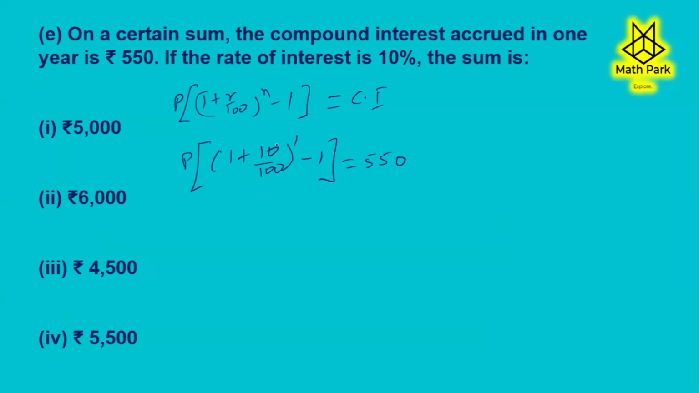So then you have this, simplify, 10 plus 1 is 11. So you have P into 11 upon 10 minus 1 is equal to 550. Take LCM, 11 minus 10 is 1. So you get P into 1 by 10 is equal to 550. So you get P is equal to 550 times 10, which is rupees 5,500. Fourth option is the correct option.